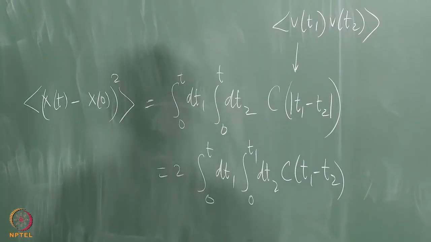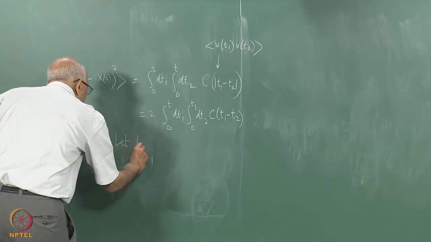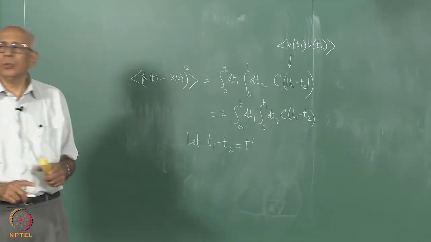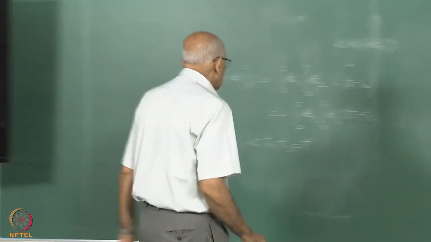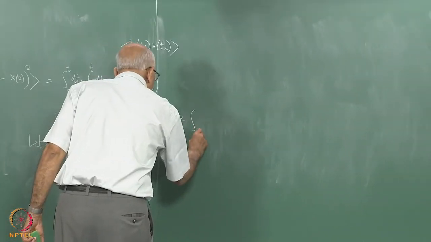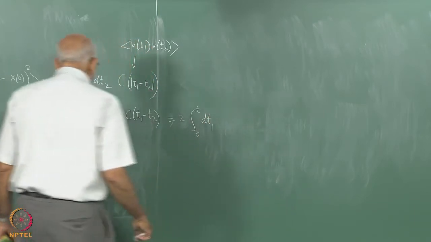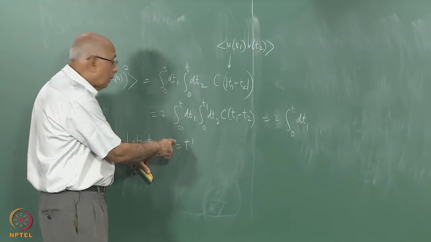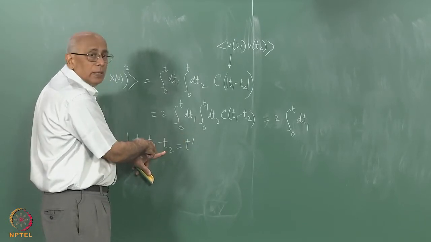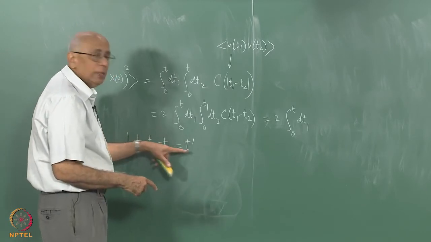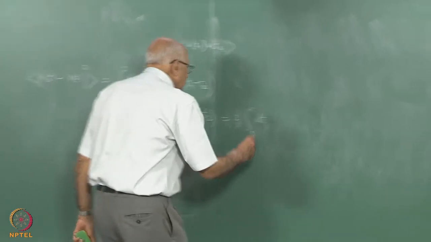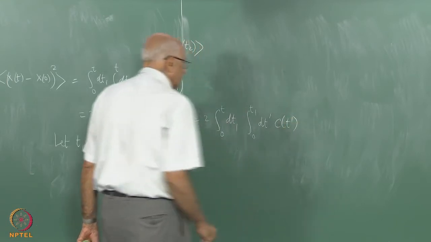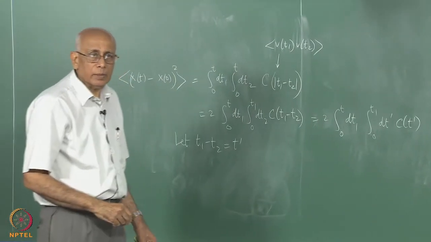Now let t1 minus t2 equal t prime, say. I want to change from t2 to t prime. Okay. So this becomes equal to twice integral 0 to t dt1, and then what do I get? When t2 equals t1, the limit is 0, and when t2 equals 0, the limit is t1, but there is a minus sign between dt2 and dt prime. So it again gives you 0 to t1 dt prime C of t prime. Again gives you exactly the same thing.